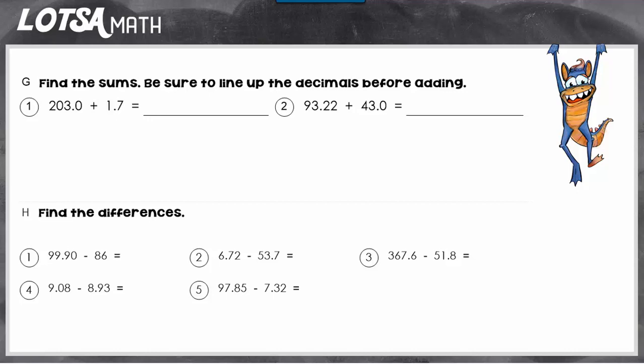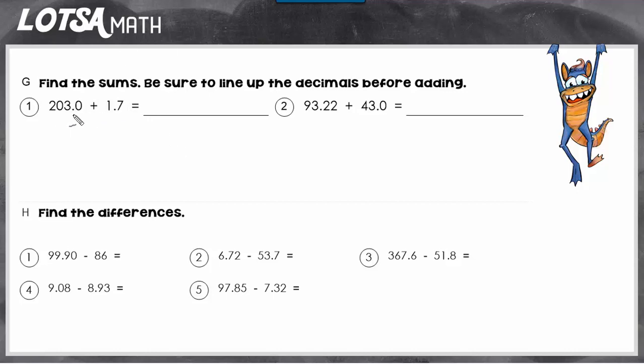When you're finding sums and differences with numbers that have decimal values, you're going to wind up solving it very similarly to the way that you do without decimal values. But there is one major thing that you have to remember and you have to do in order to get the answer right. And that is that you have to line up the decimal values vertically before you solve the problem. So let's look at number 1 and I'll show you what I mean.